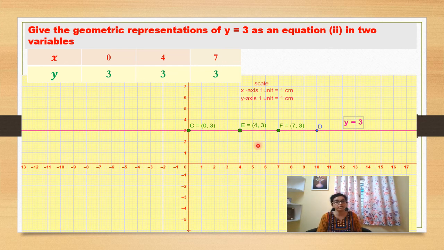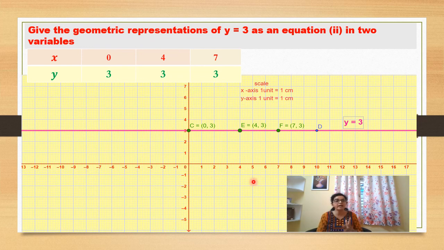You are moving towards the right. So on moving towards the right on the x-axis, the next point was 4. So our coordinate is (4, 3). Further moving, you can see that the next point is 7. So (7, 3). We are moving on the x-axis towards the right.